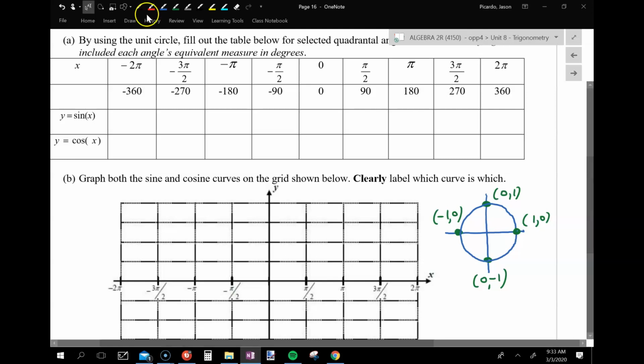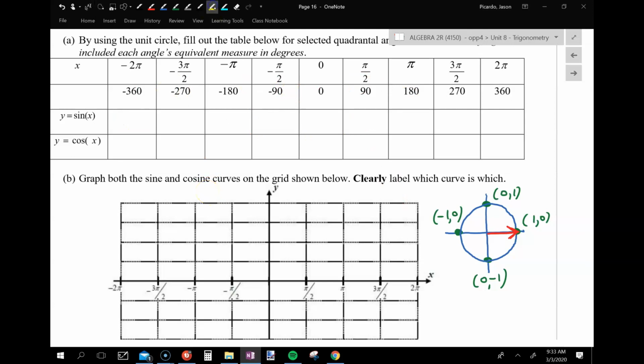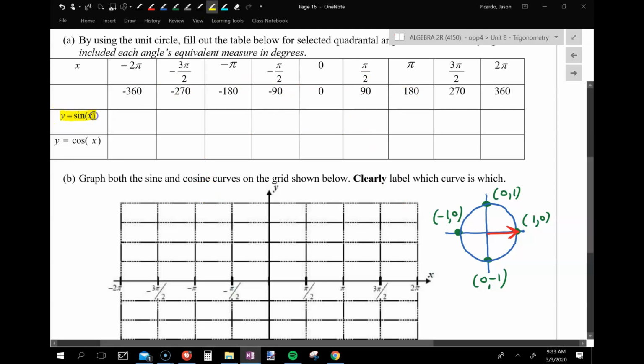Where does 0 begin? Well, 0 begins here, right? You guys agree with that? Okay. So what I want to do is fill out this chart. And you all agree that sine goes with which of those values as I go around, the x's or the y's? The y values. And that cosine goes with the x's. All right, so here's what I want to do.